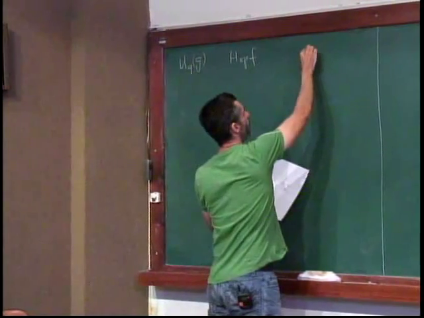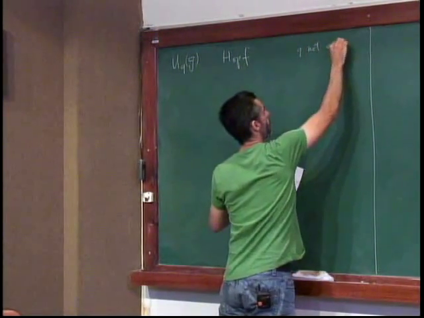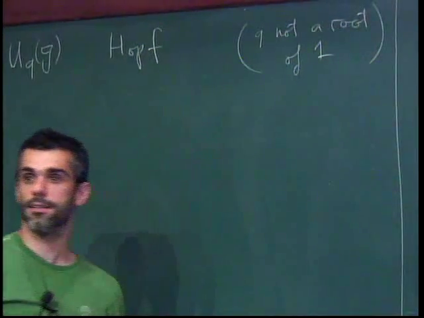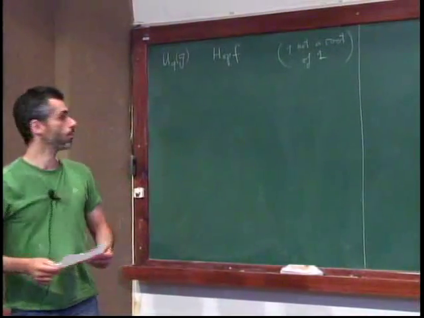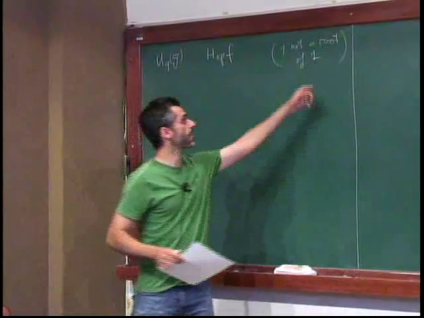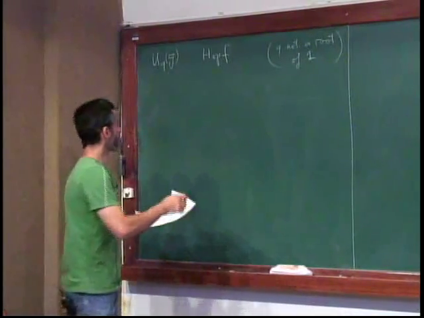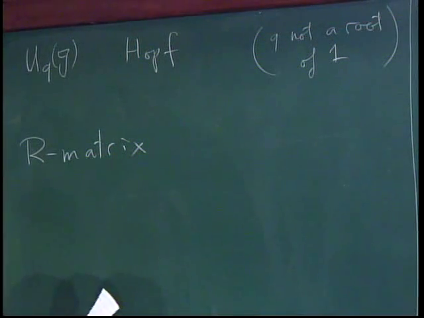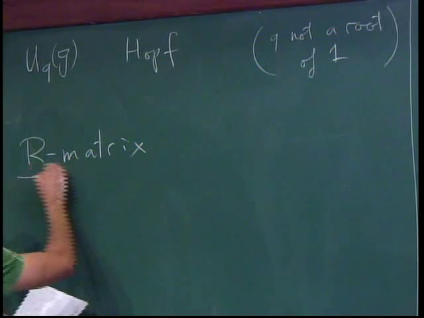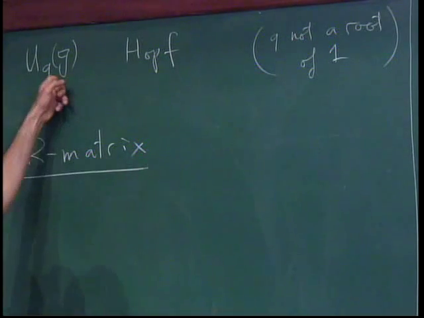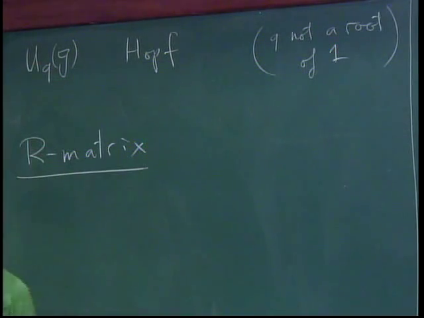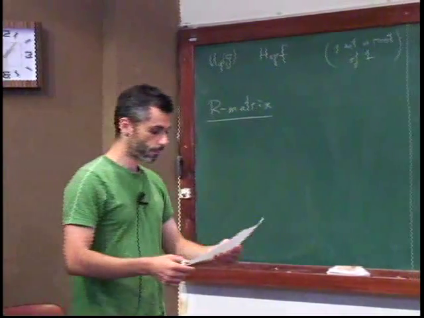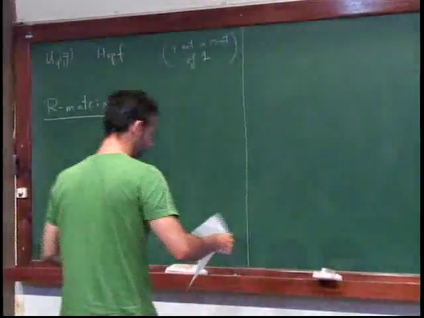So for the moment, Q is not a root of unity, and later we'll see what to do in order to make Q be a root of unity, because that's the case that actually interests us. So we want an R matrix which will make this into a braided tensor category, as was explained by Chris this morning. So how does one construct an R matrix?